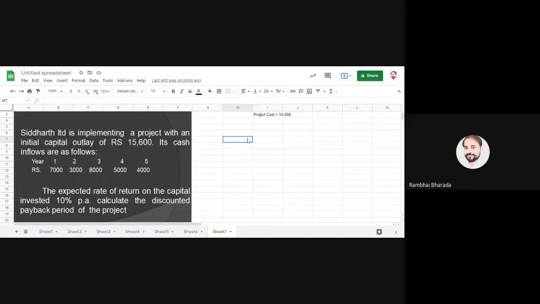Okay, whatever we have done up to this, we will do the same. First we write years, then we write cash inflow in terms of rupees. Tell me how many years are there? 1, 2, 3, 4 and 5. Cash flow for the first year, 7,000, 3,000, 8,000, 5,000 and 4,000.